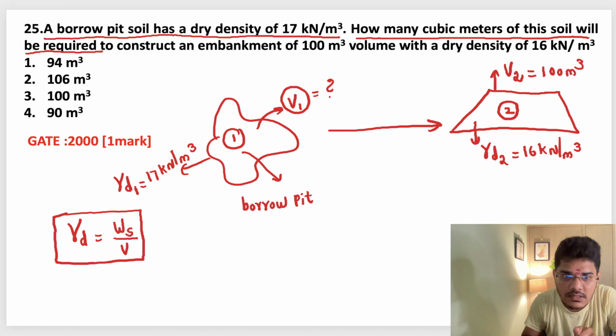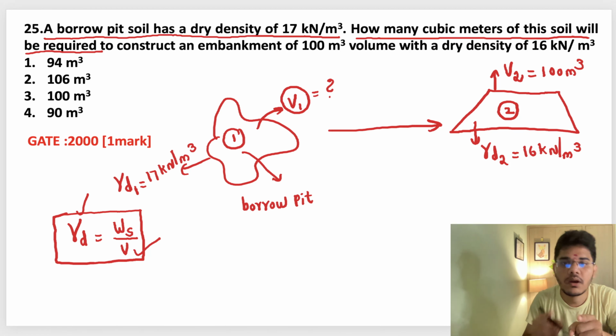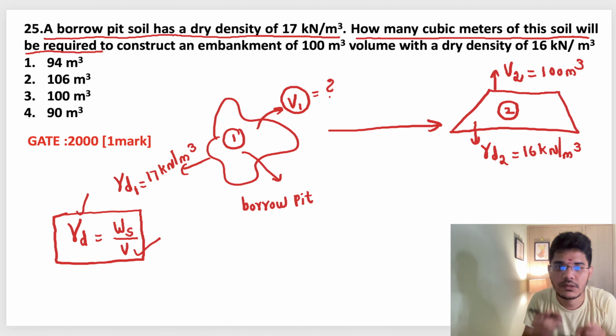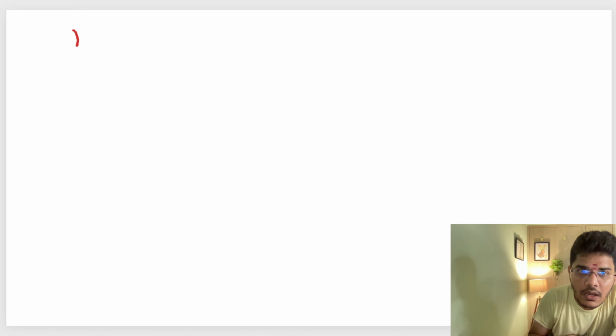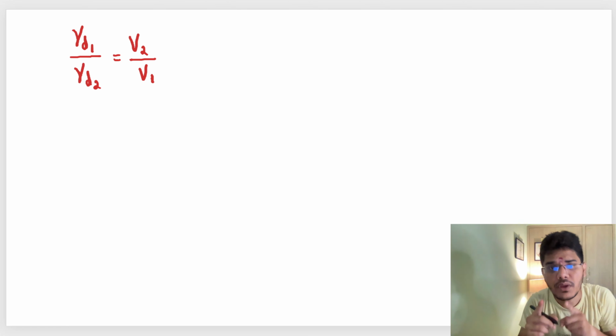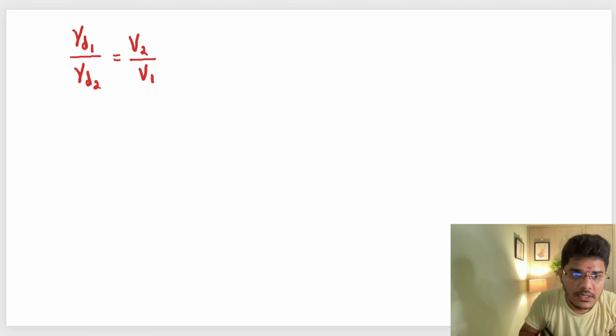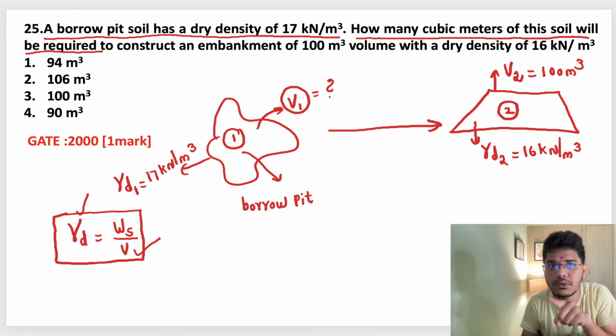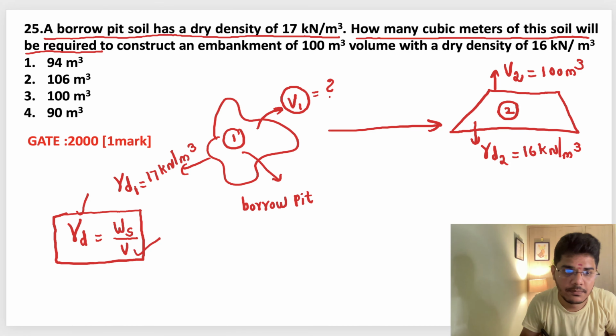If you see, this gamma d and volume are inversely proportional. That means how we can write? Gamma d1 by gamma d2 is equal to V2 by V1. Gamma d1 we know, gamma d2 we know, V2 also we know. So V1 we have to calculate. So gamma d1 is how much? 17, gamma d2 is 16, and V2 is 100.